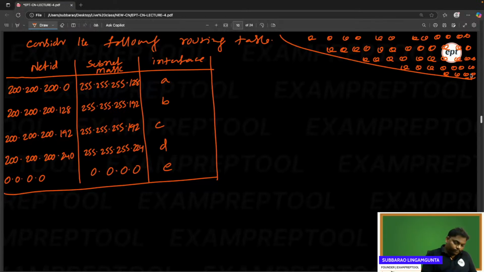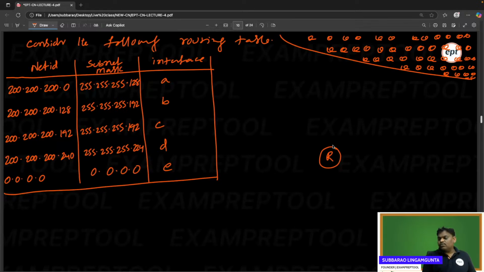Be careful. Routing table means at a router there is a routing table. At router R there is a routing table inside. Every router contains a routing table.